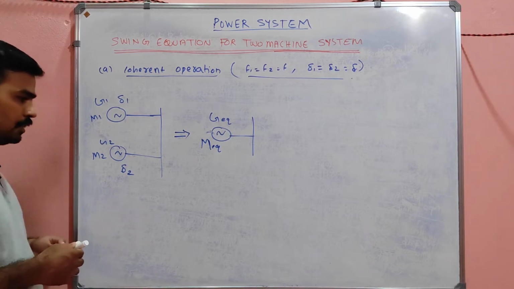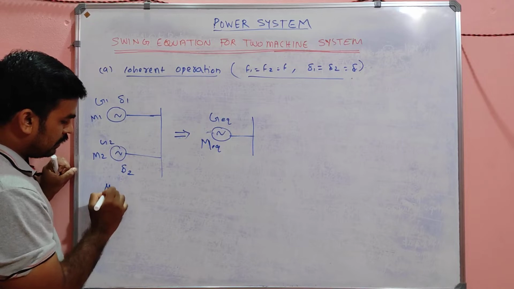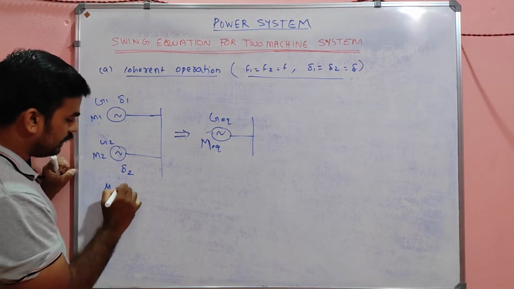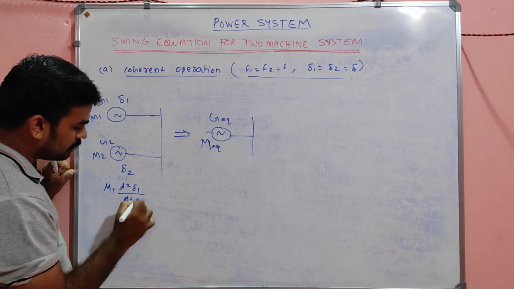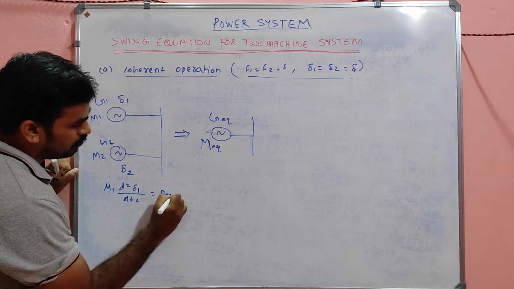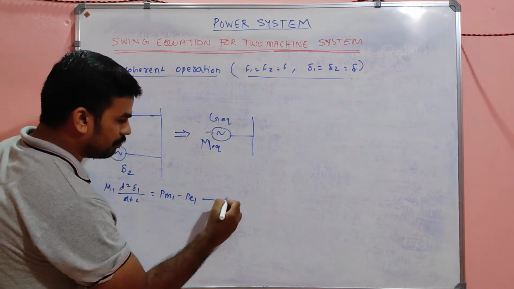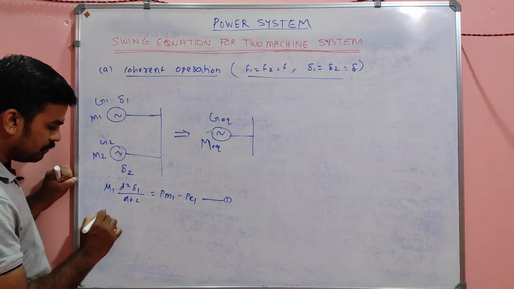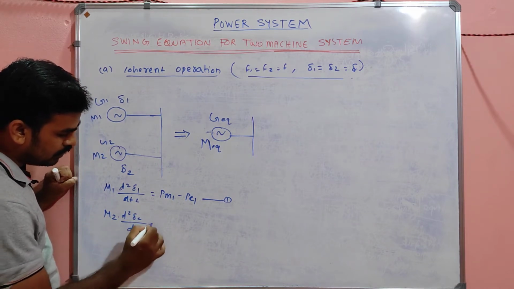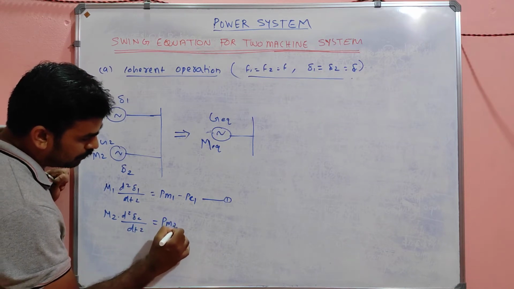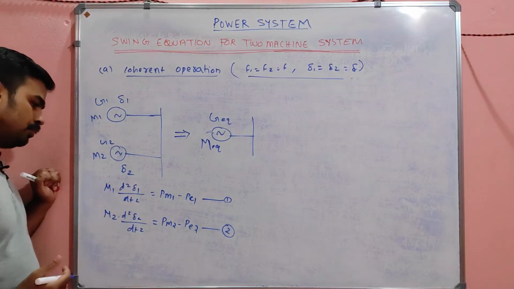So what is the general swing equation? For machine 1, I can say M1 d²δ1/dt² = Pm1 − Pe1 for machine 1. Let it be equation number 1. And for machine 2, it will be M2 d²δ2/dt² = Pm2 − Pe2. Let it be equation number 2.